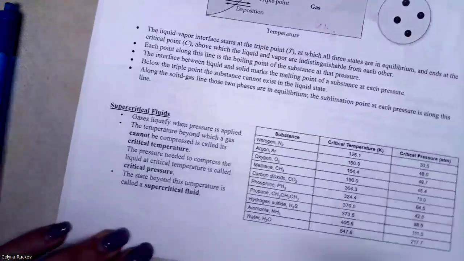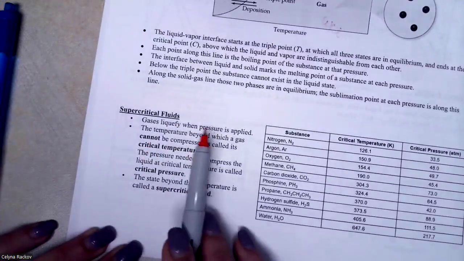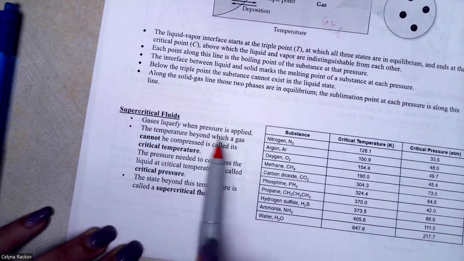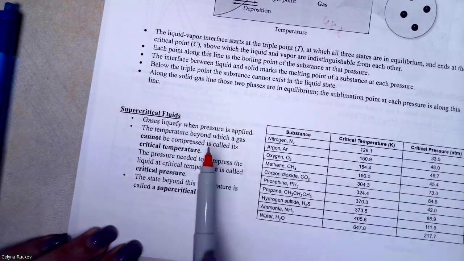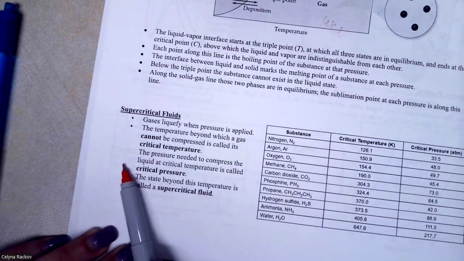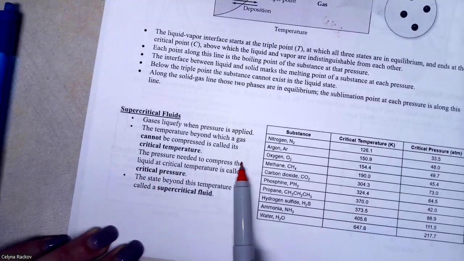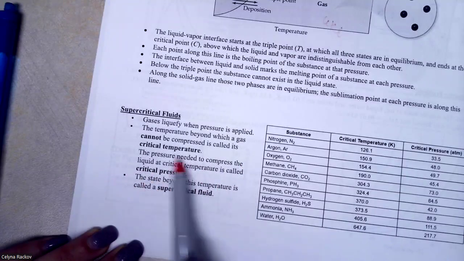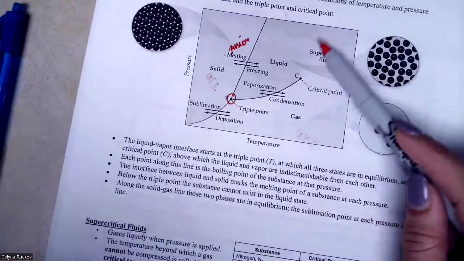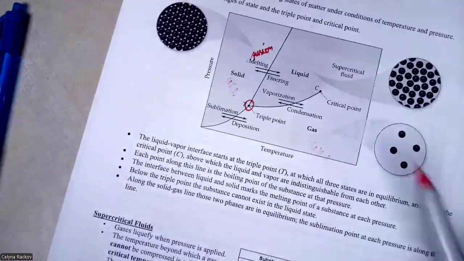Right. Then we have supercritical fluids. Here the gas liquefies when pressure is applied. The temperature beyond which gas cannot be liquefied by compression is called the critical temperature. And the pressure needed to liquefy the gas at the critical temperature is called the critical pressure. Beyond this point is supercritical.